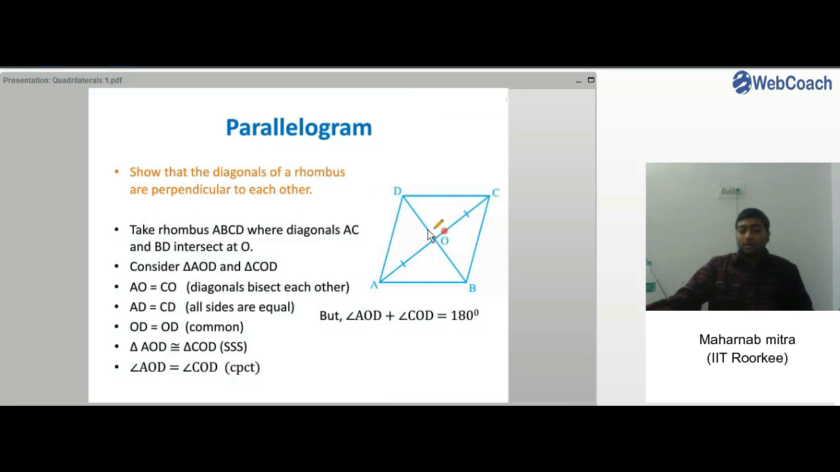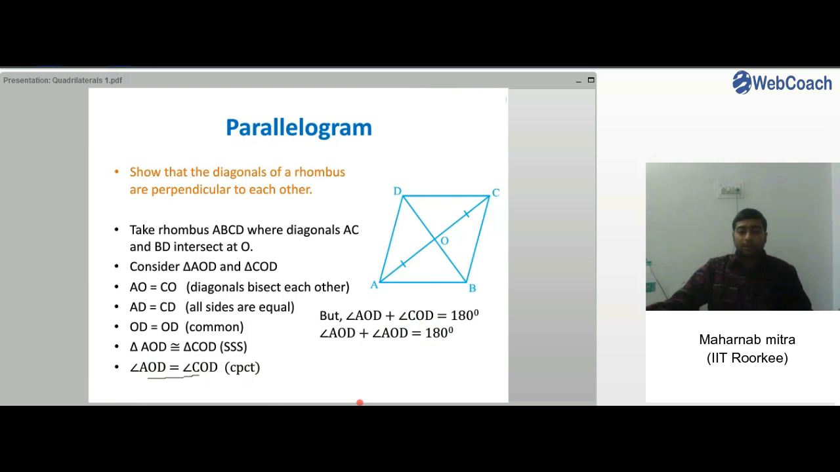you can see that these two angles, as they are adjacent to each other and also lie on the same straight line, both of them must add up to 180 degrees, or you can say angle AOD and angle COD are linear pairs, right? So angle AOD plus angle COD must be 180 degrees as they are lying on the same straight line. But also angle COD is equal to angle AOD. From here we have got that, right? Angle AOD is equal to angle COD.